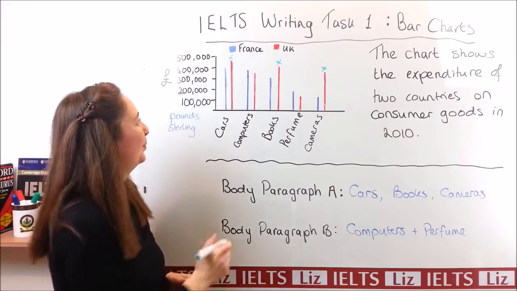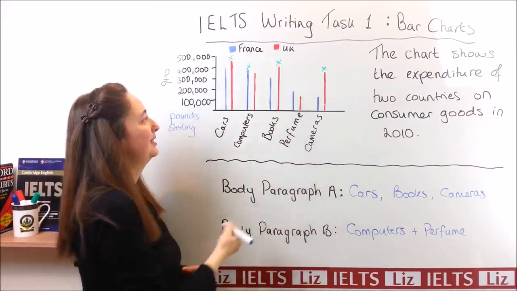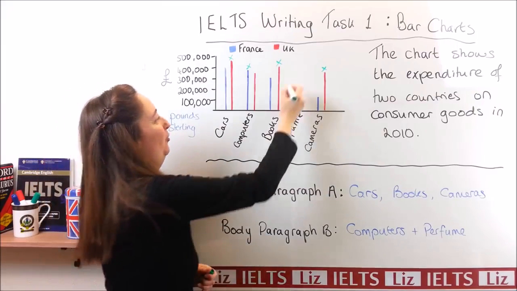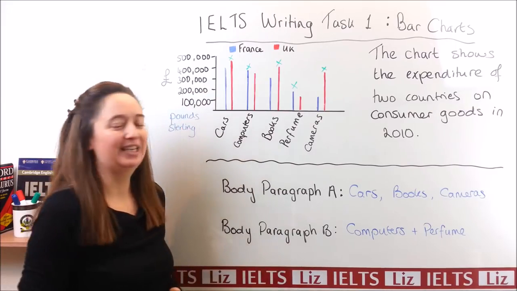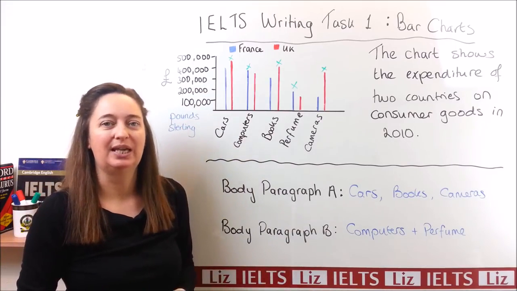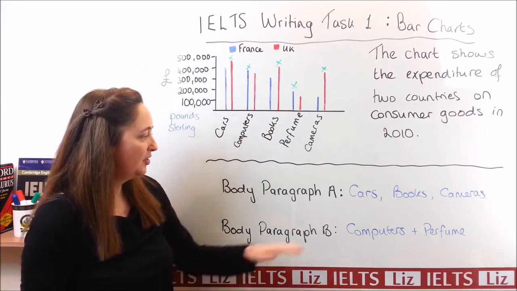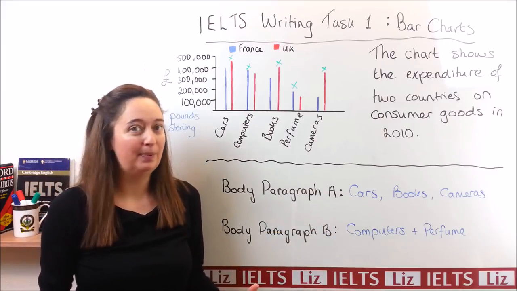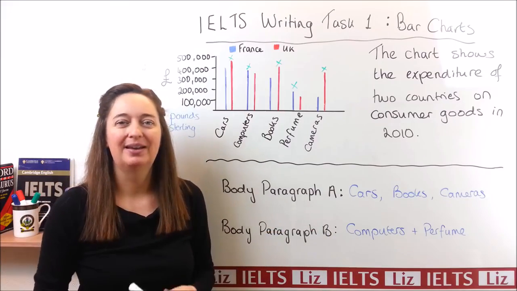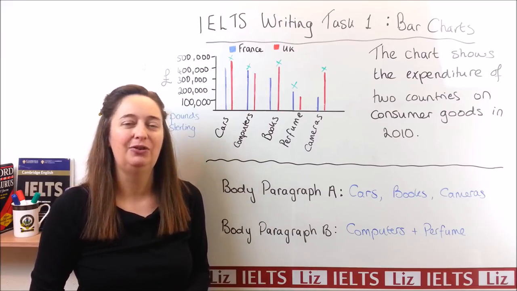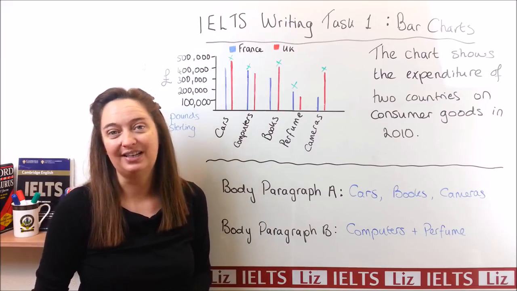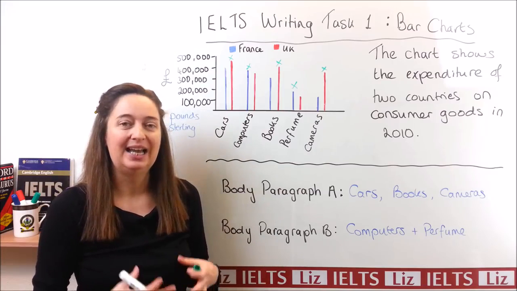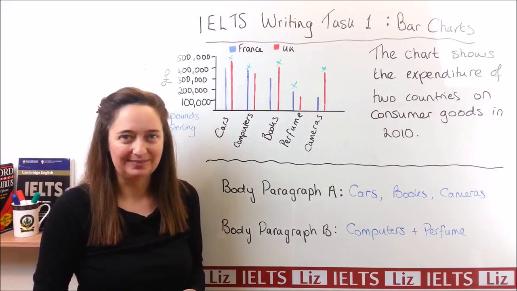So you can see that computers, France spent more than England, UK, and perfume, you can see again that France spent more than the UK on perfume. So that is the other way to organise it. Which one is better? They are both very good. They will both give you a band score 9 for organisation. The most important thing is that it's logical and easy to follow for the reader.